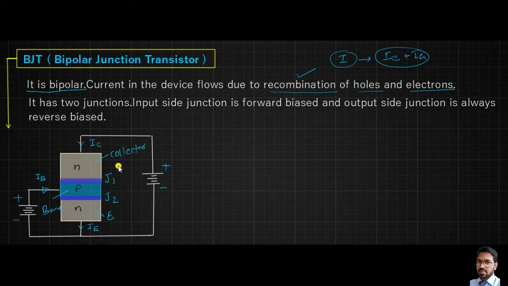There are some differences between the physical structure of the emitter, base and collector. Obviously the base is very small and the collector has a larger area. It contains a number of electrons, and the emitter is heavily doped as compared to these two regions, and one junction is forward biased. Always it is the condition. One junction is forward biased. Here, plus is applied here and minus is applied here. So this junction is forward biased and this junction is reverse biased. So this is one condition in BJT.